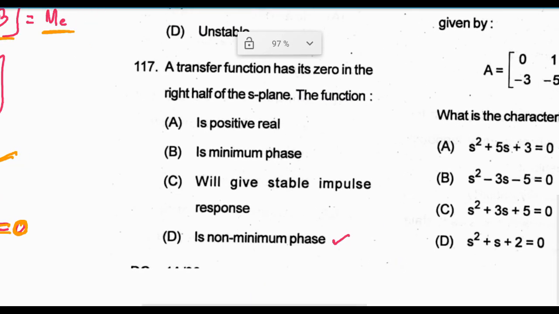A transfer function has its zero in the right half of the S-plane. The function is positive real, is a minimum phase system, will give a stable impulse response, or is a non-minimum phase system. So this is the definition of a non-minimum phase system: a zero in the right half of the S-plane. This is a non-minimum phase system.